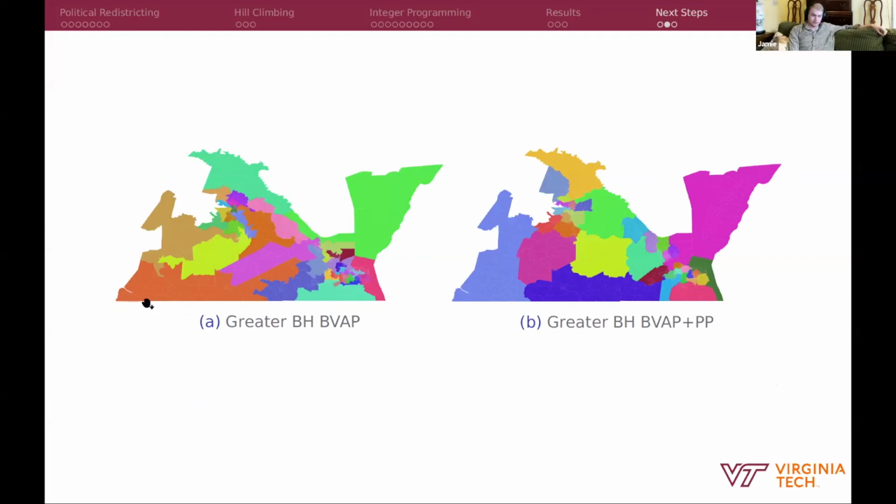I'm going to leave us with a few maps. Here we have the full region from that court case. This is optimized over BVAP by hill climbing. We can see that some of these districts look like classic gerrymandering districts. They're long and stringy, but when we add Polsby-Popper to it in a multi-objective way, they become much more clean.